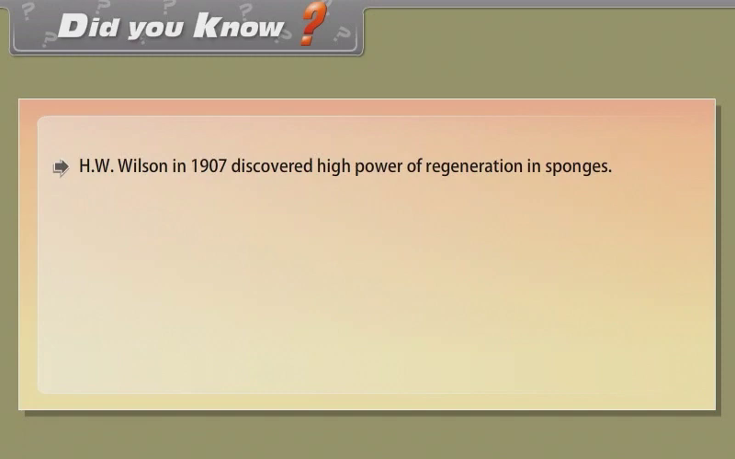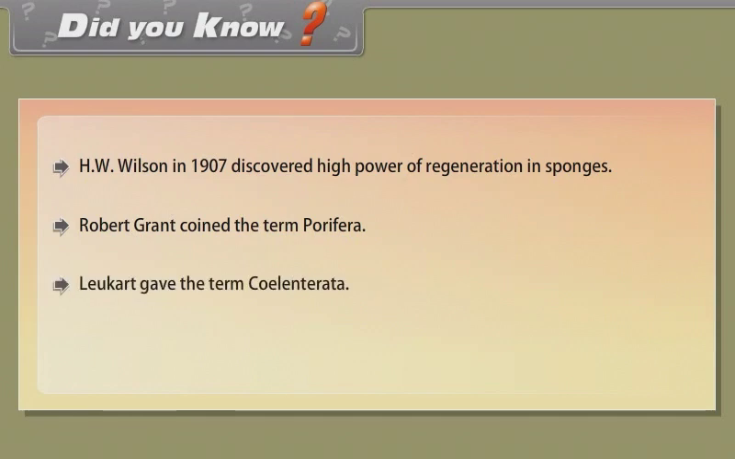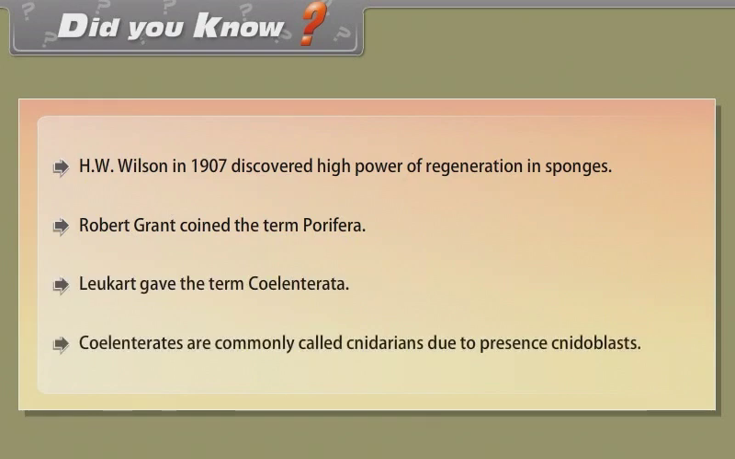Did you know? H. V. Wilson in 1907 discovered high power of regeneration in sponges. Robert Grant coined the term Porifera. Leuckart gave the term Coelenterata. Coelenterates are commonly called cnidarians due to presence of cnidoblasts.